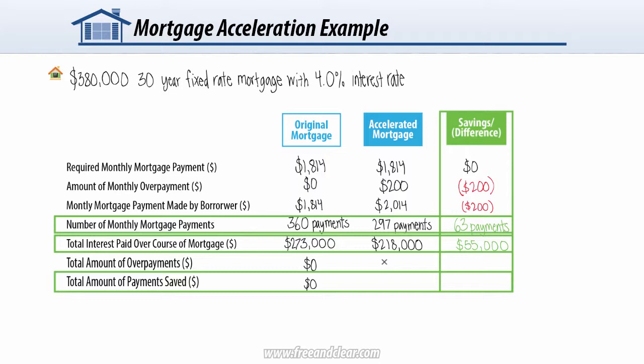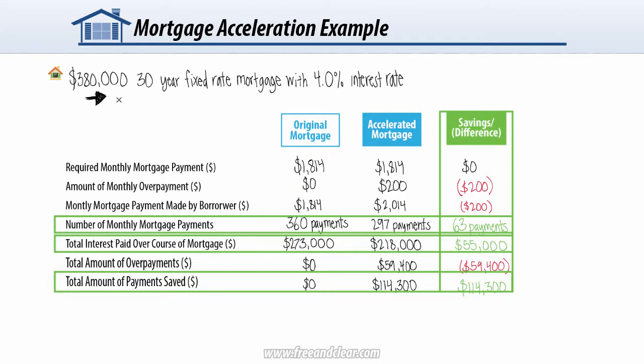By paying an extra $200 per month over the life of the loan, the borrower overpays his or her mortgage by $59,400, but saves approximately $114,300 in total payments by reducing the length or term of the mortgage. It's important to point out that the more you overpay, the more money you save by accelerating your mortgage.